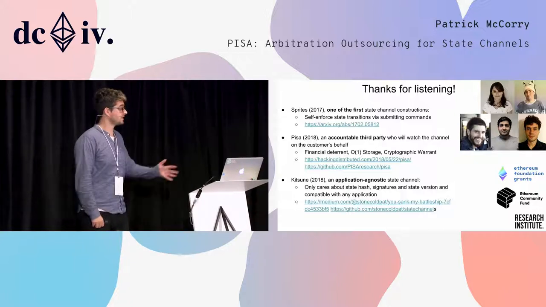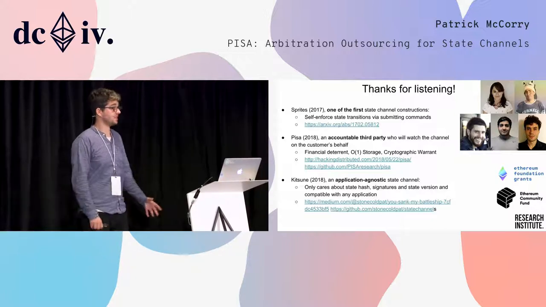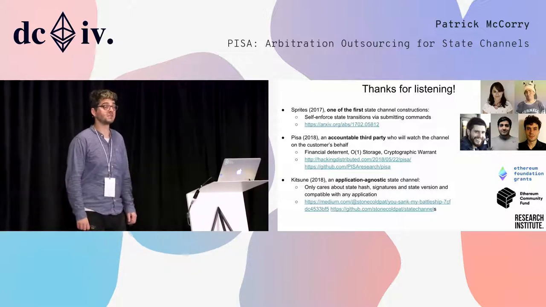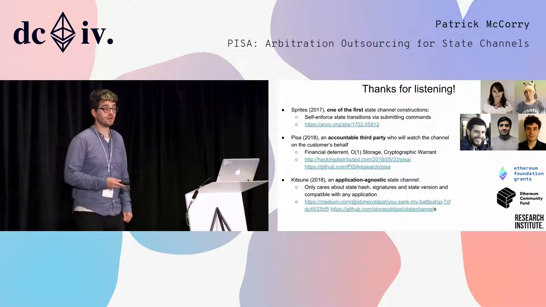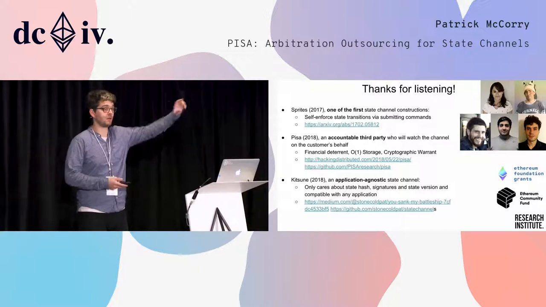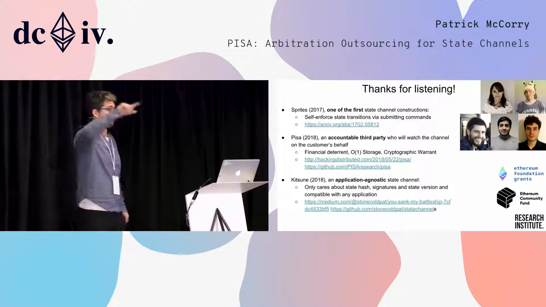But what came out of that was Kitsune, which is that application-agnostic state channel, where the state channel really doesn't care what the application is. Basically, you design the application as normal for the blockchain. You add this locking and unlocking mechanism. Then you can lock yourself into the state channel and then unlock yourself.